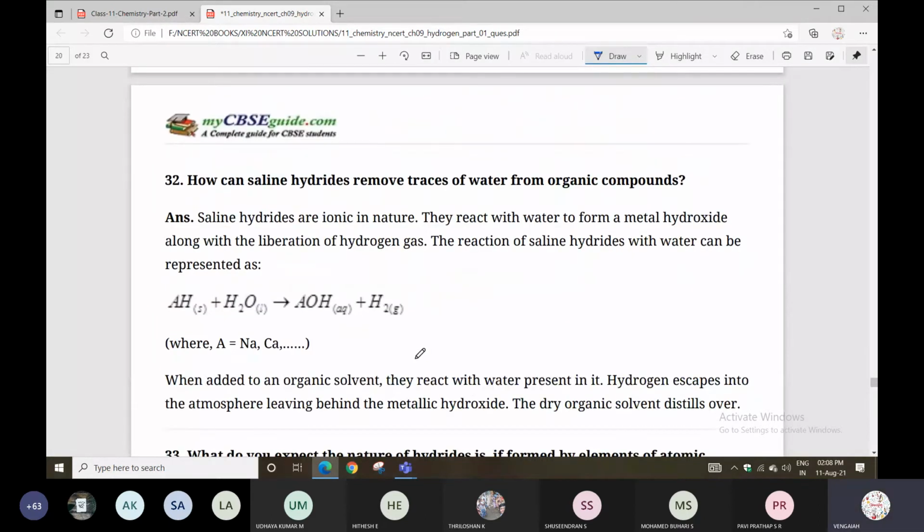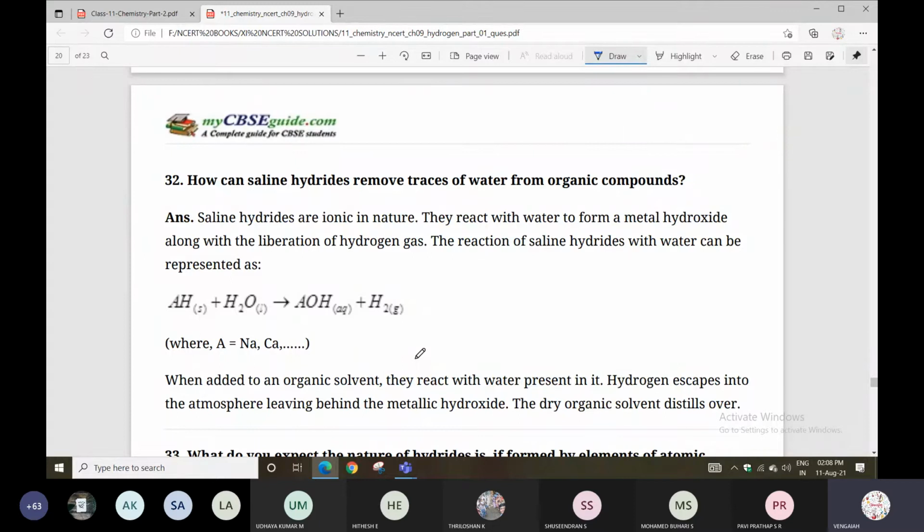Next one is: how can saline hydrides remove traces of water from organic compounds? So, saline hydrides, how are they formed? When hydrogen reacts with s-block elements, it forms saline hydrides. They react with water to form metal hydroxides along with the liberation of hydrogen gas. The reaction of saline hydrides with water can be represented as given.